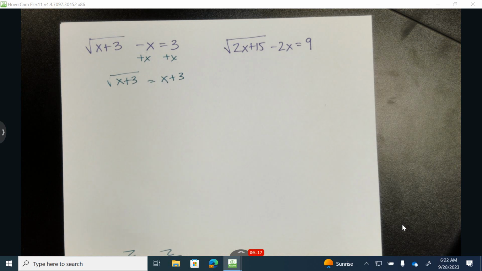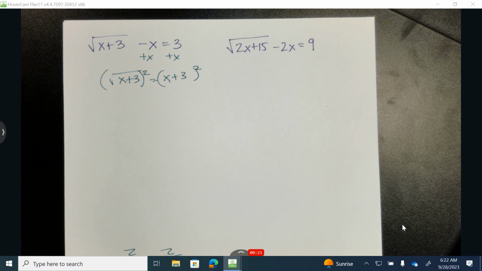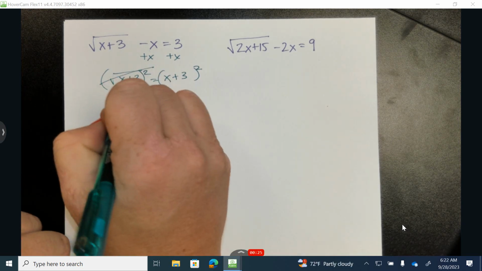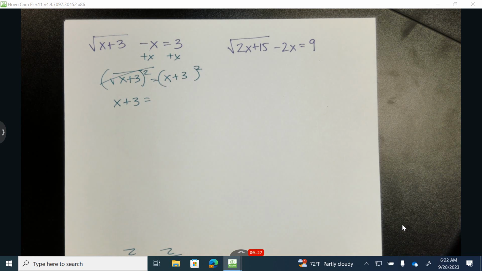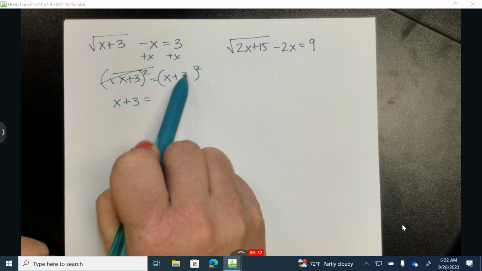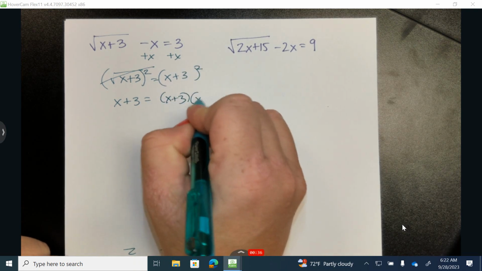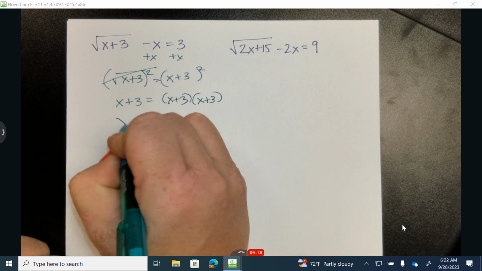Now, to isolate this x, I need to start by squaring the left and right hand side. To do that, I'm then able to cancel out the square root and the square. I bring down x plus 3. Now on the right hand side, I often see a mistake of students thinking we distribute and get x squared plus 9. No, this means write this quantity down twice. After I write it down twice, I'm able to FOIL.